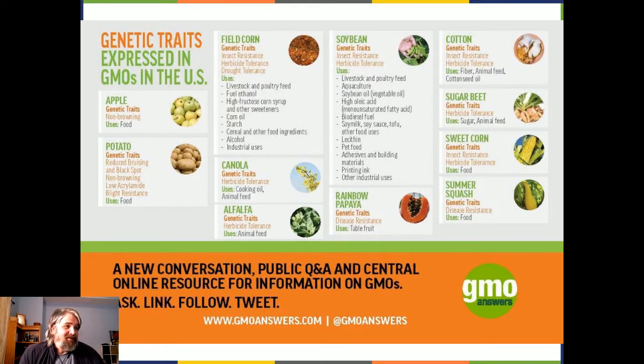BT and glyphosate resistant, and summer squash. Unless this has changed in the last year, these are the only GMO things that we have out there.